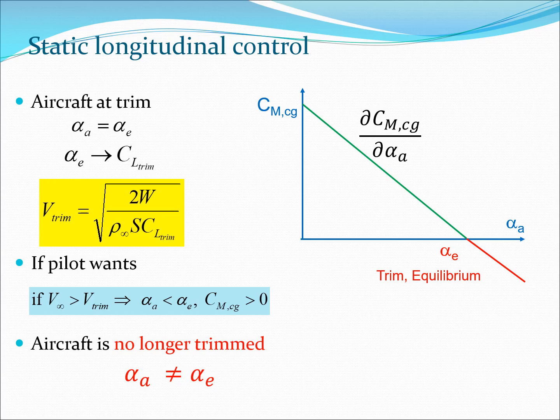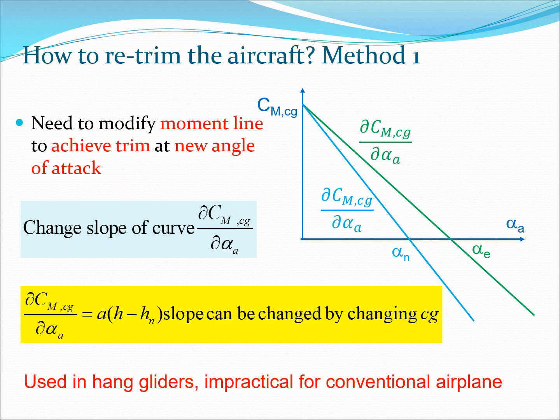Essentially whenever the pilot is trying to fly faster than the trimmed velocity or slower than the trimmed velocity, he is going to lose the trimmed condition, and there must be some mechanism by which he can retrim the aircraft. We are going to look at that next. So the question is how to retrim the aircraft.